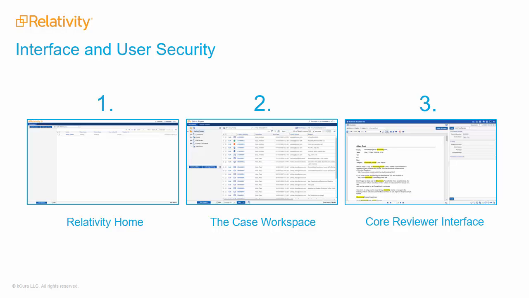At a high level, Relativity can be divided into 3 interfaces: Relativity Home Mode, the Case Workspace, and the Core Reviewer interface. Throughout the webinar, I will be sure to point out which interface we're in. Please note that all features in Relativity are securable and customizable by your case manager and will depend on your specific case and indicated workflows. This means that you may or may not have access to see or interact with all the features that we cover today.